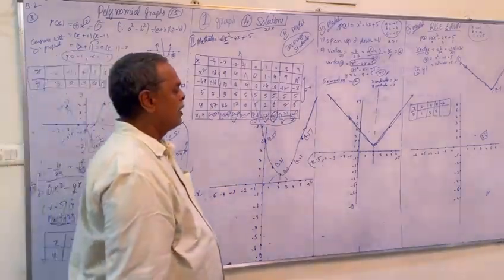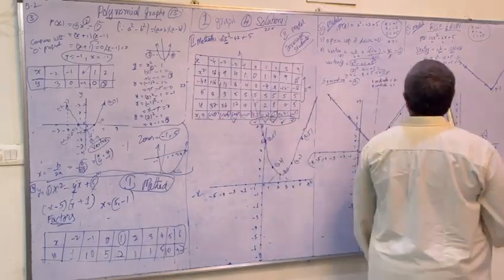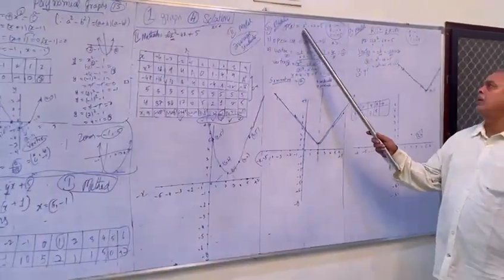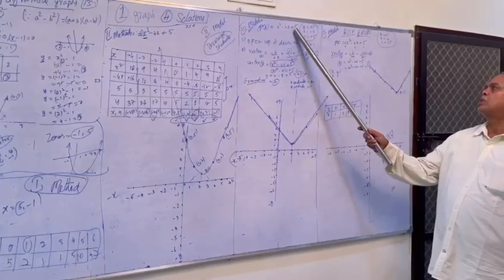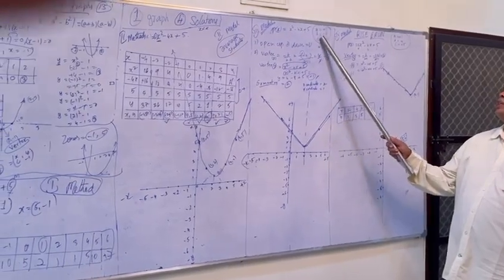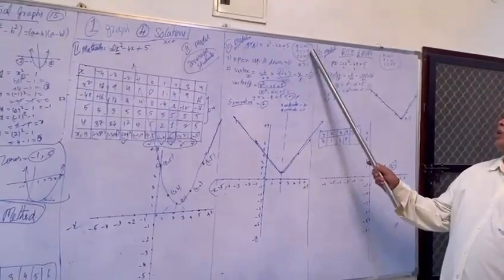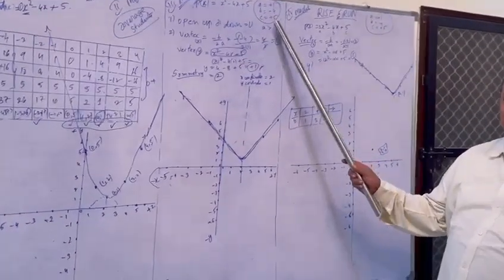What is the next, the third method? Here we have taken x square minus 4x plus 5. A is equal to 1, B is equal to minus 4. C is equal to how much?